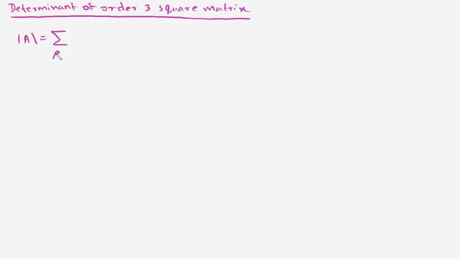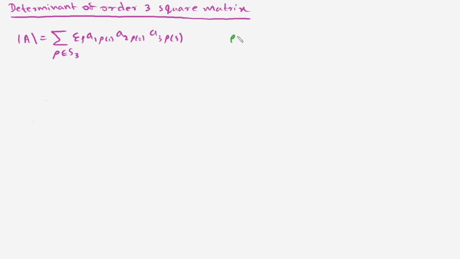So sigma rho, now there is 3 because it's order 3, and corresponding epsilon values, and the first row with their corresponding permutation values, and the second element with their corresponding permutation value, and the third element with their corresponding permutation values. Okay. So now we already know the corresponding permutation set.